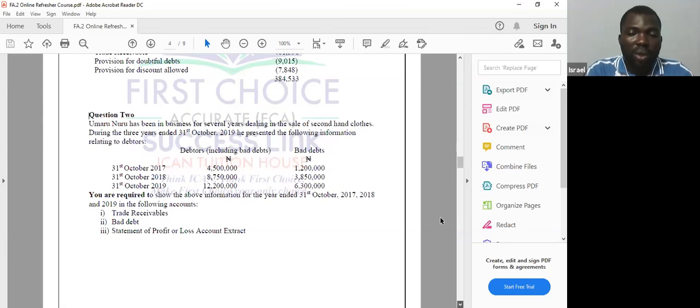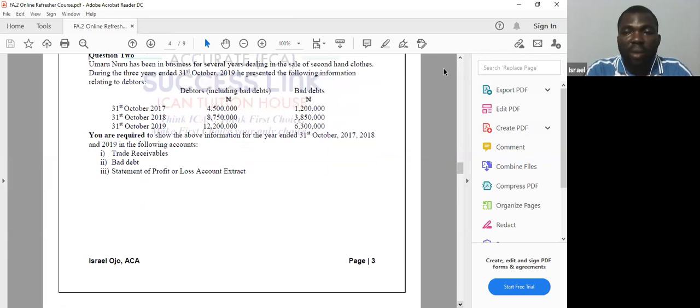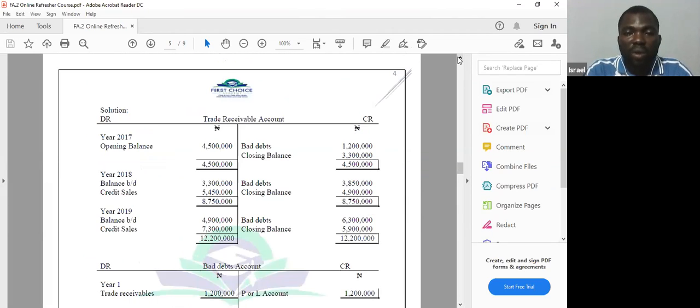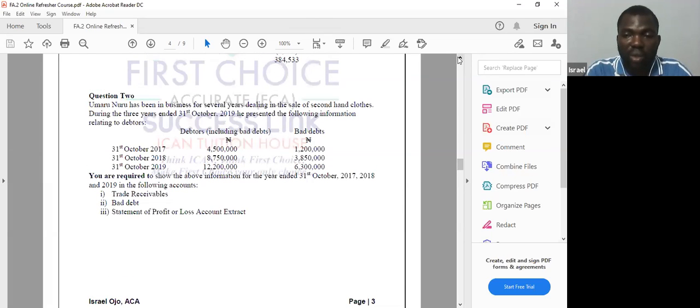Okay, let's look at one more, then we move on to the next adjustment. Now, for question 2, Umaru Nuru has been in business for several years, doing sales of second-hand clothes. So he's into sales of second-hand clothes.